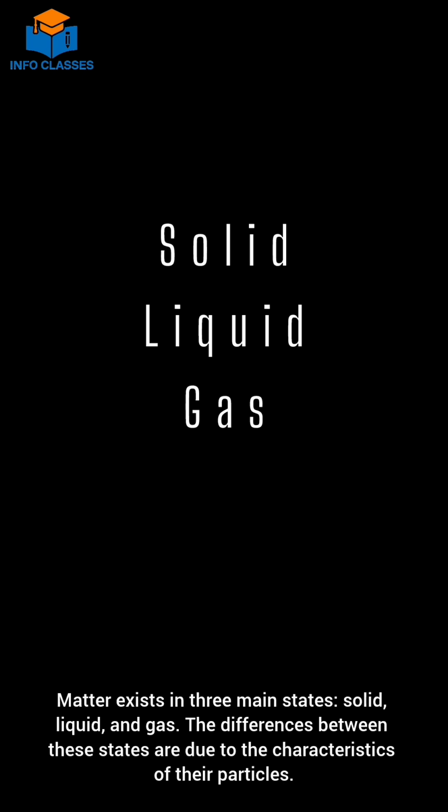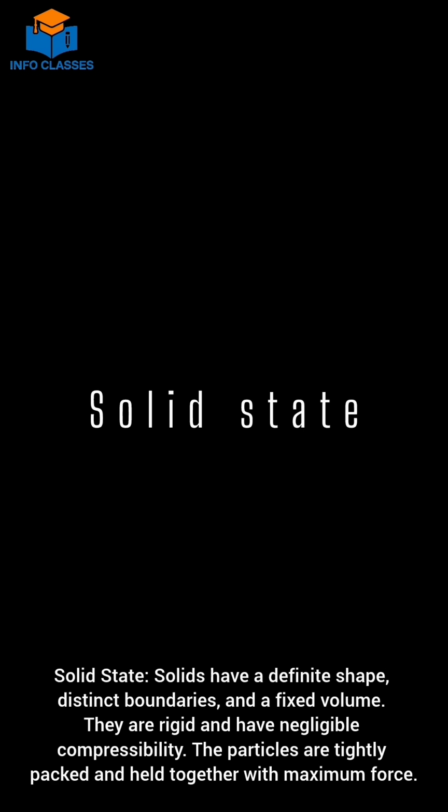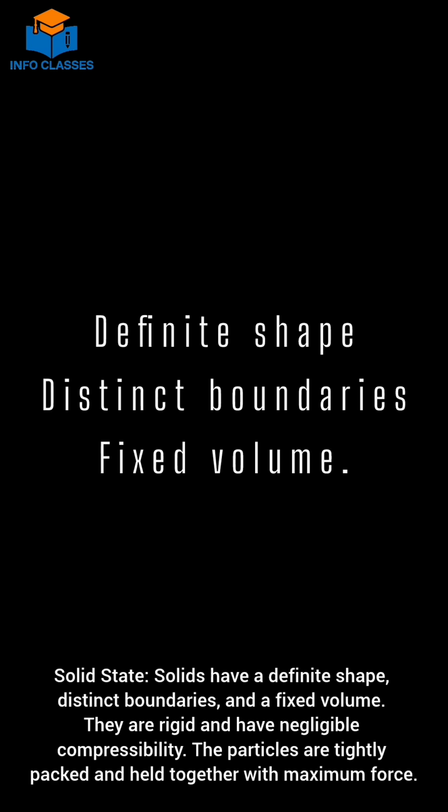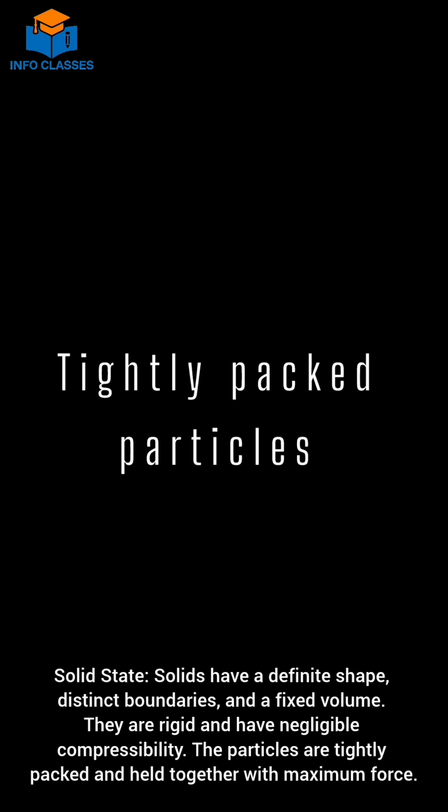States of matter. Matter exists in three main states: solid, liquid, and gas. The differences between these states are due to the characteristics of their particles. Solid state. Solids have a definite shape, distinct boundaries, and a fixed volume. They are rigid and have negligible compressibility. The particles are tightly packed and held together with maximum force.